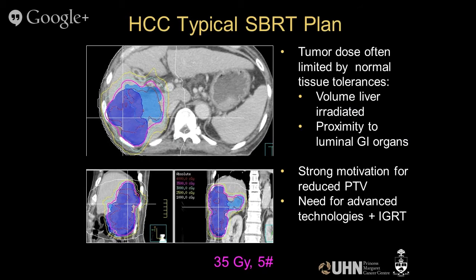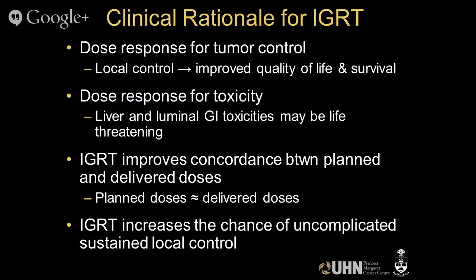So there's a strong motivation for reducing the PTV, and we need advanced technologies in IGRT to do this. And in this particular example, you can see it is the luminal GI structures that limit the dose for this particular patient, and with a reduced PTV, we may be able to, in fact, give higher doses to the actual tumor. The clinical rationale for IGRT: dose response leads to improved tumor control, but unfortunately, higher doses also lead to an increased risk of toxicity.